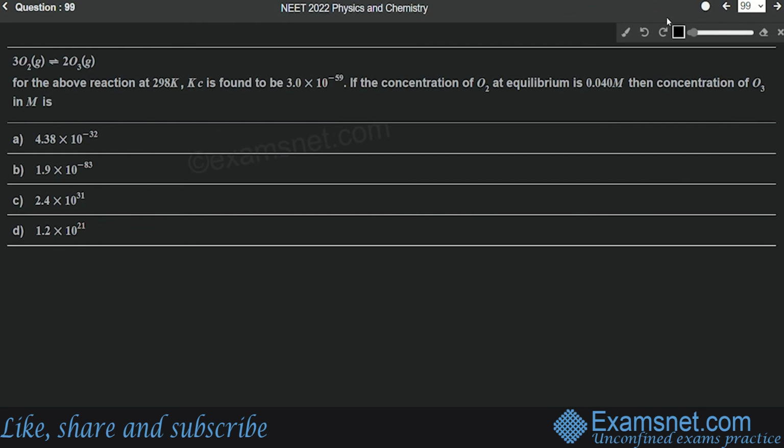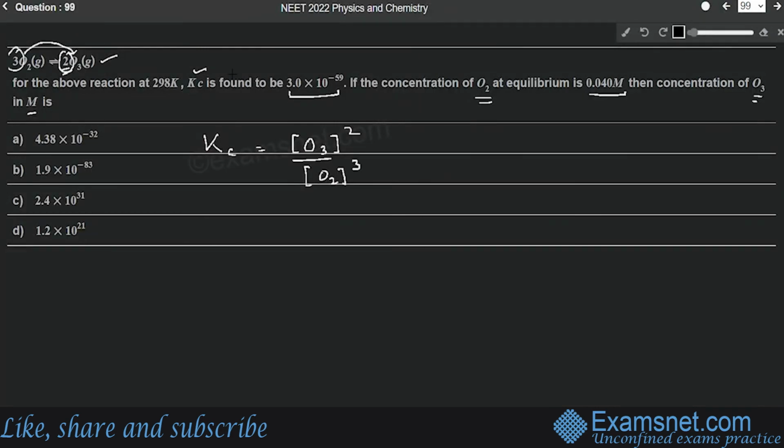Question number 99 is from the chapter equilibrium. Here a reaction is given. We can see that ozone is being formed from oxygen, and it is given that for the above reaction at 298 Kelvin, Kc is found to be 3 into 10 to the power minus 59. Now if the concentration of oxygen at equilibrium is 0.040 molar, then what is the concentration of ozone in molar? We know that Kc is the equilibrium constant of a reaction, and it is given as concentration of the product by concentration of the reactant, and both will be raised to some power. So ozone will be raised to power 2 because 2 moles of ozone are mentioned here. Similarly, oxygen will be raised to power 3.